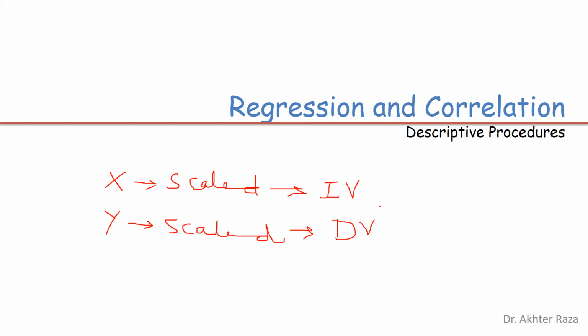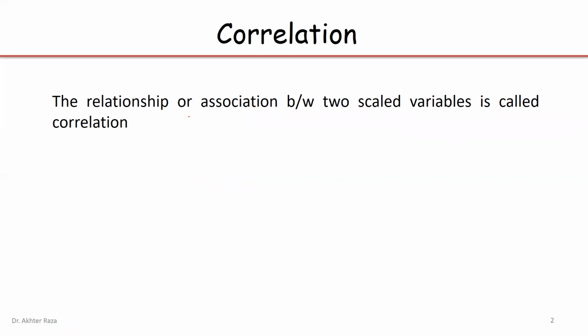We can find out the relationship or association between the x and y. That relationship is referred to as a correlation. What is correlation? Correlation is just a relationship or association between the two scaled variables. If the two variables are associated positively, we have a positive correlation.